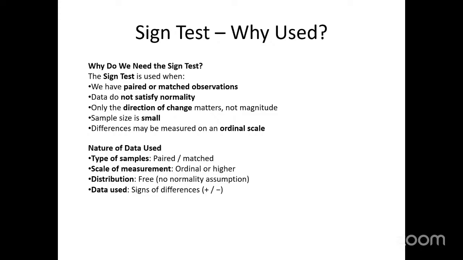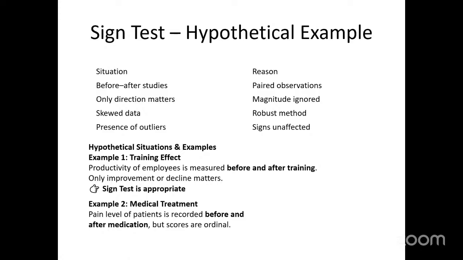The test is distribution free, actually, with no normality assumption. Data use signs of difference. Like I have already told, no magnitude is needed here, only the direction or the sign is needed. Hope this part is clear.